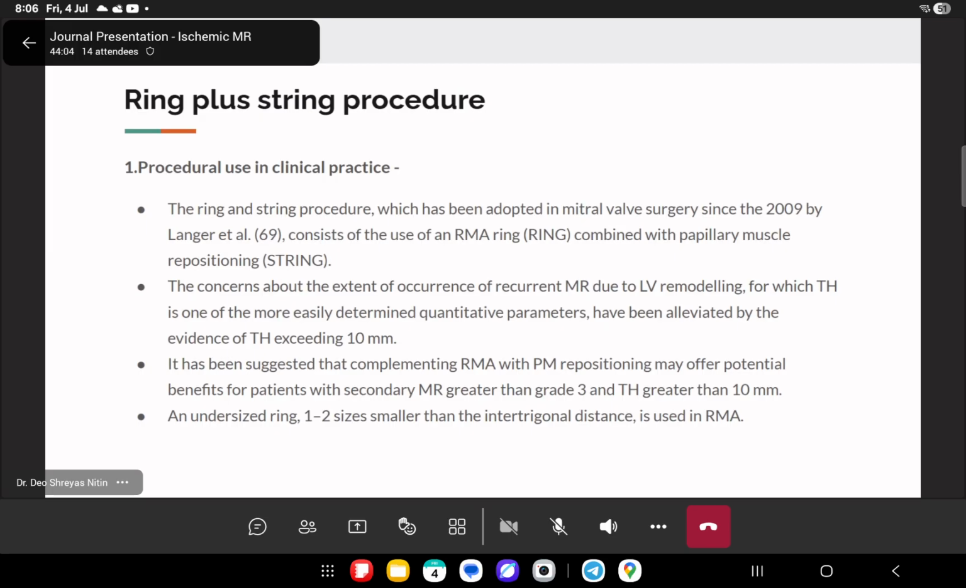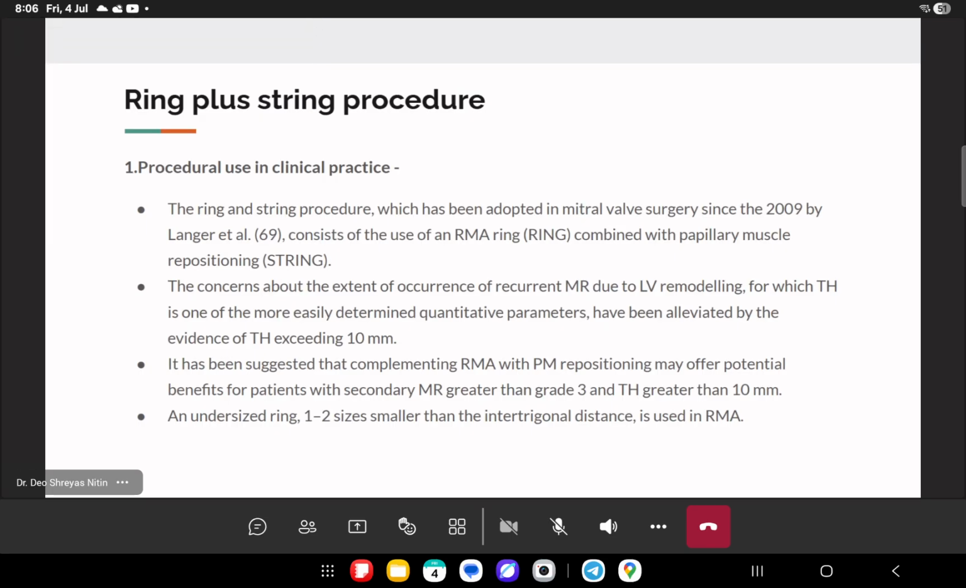for which tenting height is one of the more easily determined quantitative parameters, and it has been elevated by the evidence that tenting height exceeds 10 mm. It has been suggested that complementing restricted mitral annuloplasty with papillary muscle repositioning may offer potential benefits for patients with secondary mitral regurgitation greater than grade 3 or tenting height greater than 10 mm. An undersized ring, one or two sizes smaller than the intertrigonal distance, is used in restricted mitral annuloplasty.